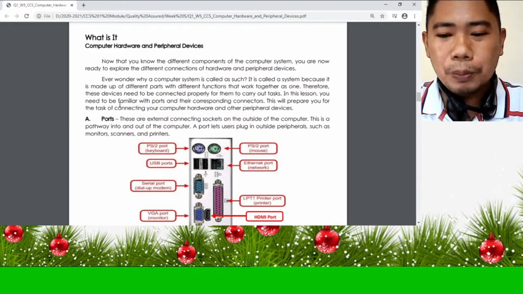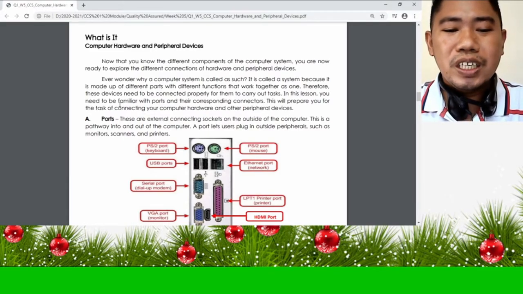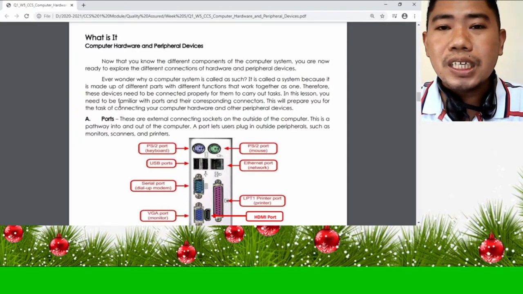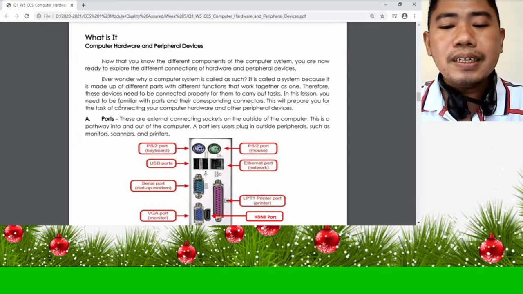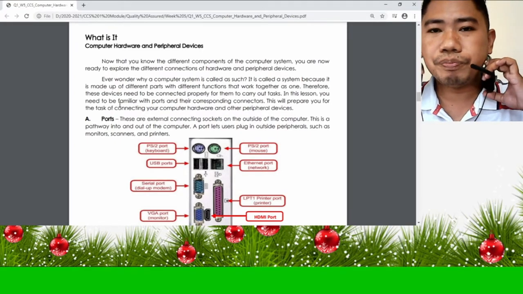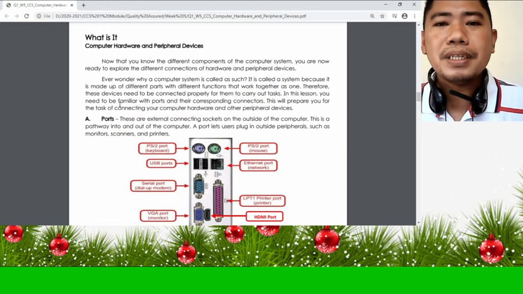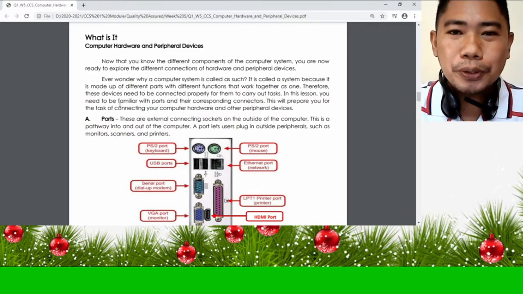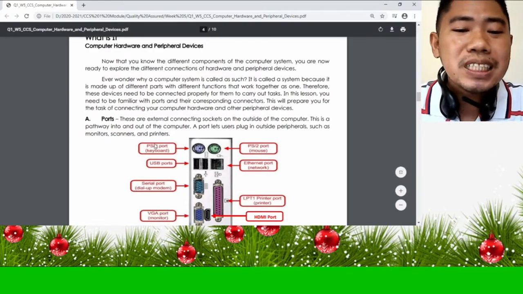In this lesson, you need to be familiar with parts and their corresponding functions or connectors. This will prepare you for the task of connecting your computer hardware and other peripheral devices. For example, this headset, what is its use? Where do you plug it in? Which port? Okay, so let's start with ports.